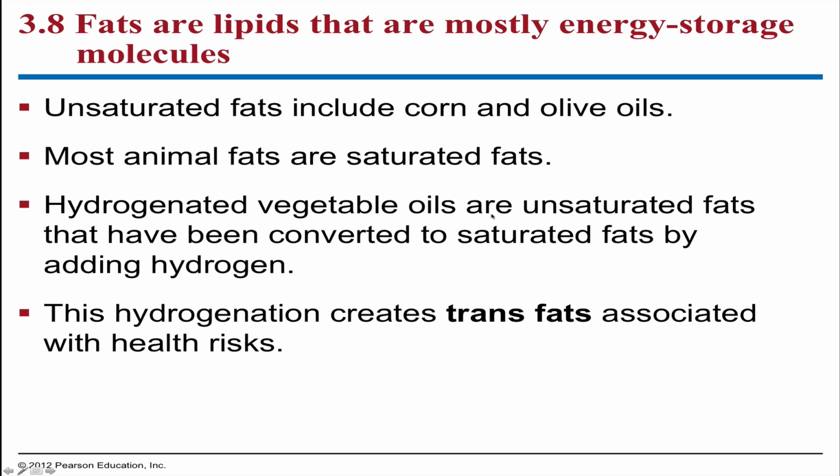Hydrogenated vegetable oils are unsaturated fats that have been converted to saturated fats by adding the hydrogen. Not good. Okay, this is unhealthy. This hydrogenation creates trans fats. Again, you get a lot of bad health conditions that result from it. So again, you want the unsaturated fats that you find in olive oil. Olive oil is quite healthy. It's one of the healthier oils, more so than corn oil.